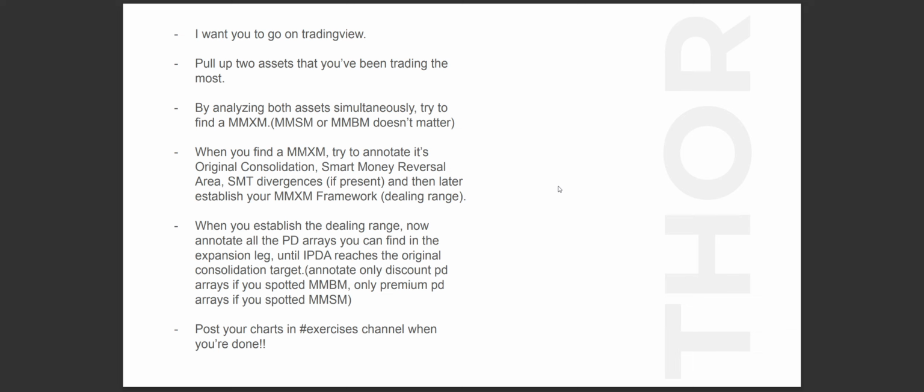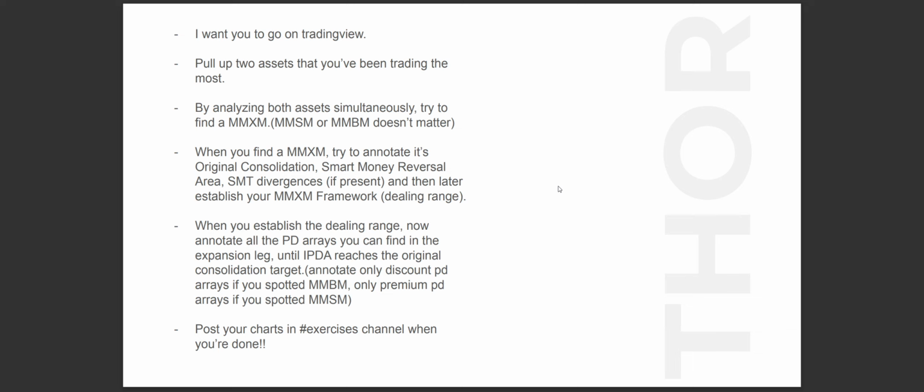Doesn't matter. But what I want you to do is, when you find a market maker model, try to annotate its original consolidation and reversal with SMT divergence if that's present, and then later establish the market maker model framework, meaning dealing range. When you establish the dealing range, now annotate all the PD arrays you can find in the expansion leg until the price delivery algorithm reaches the original consolidation target.